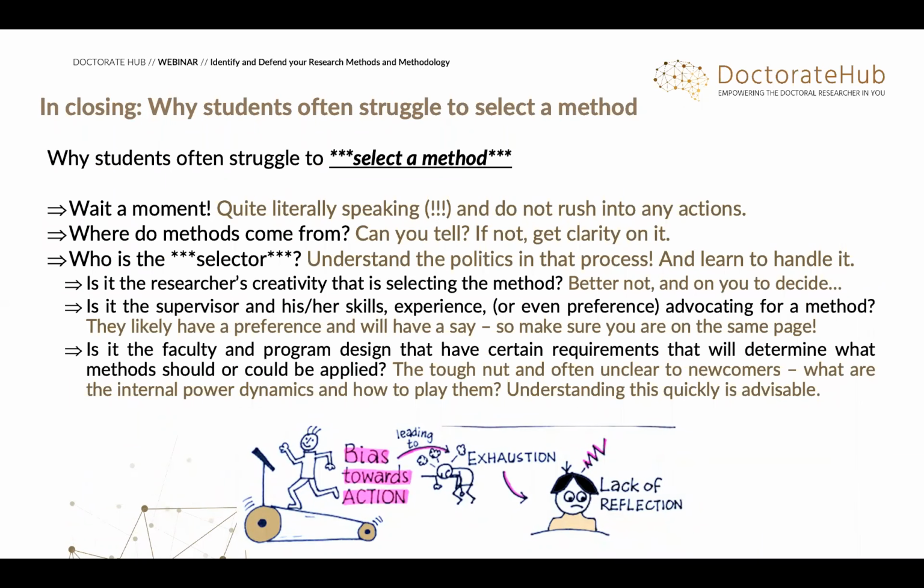So in closing, why do students often struggle to select a method? Quite literally speaking, "wait a moment" is good advice. Don't rush into your research, but make sure you have a clear understanding of what the research problem is and what the related studies are. And once you are getting there, you will also gradually start to understand the wider field.